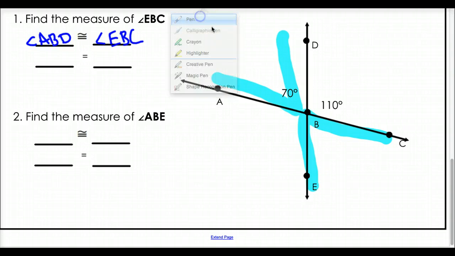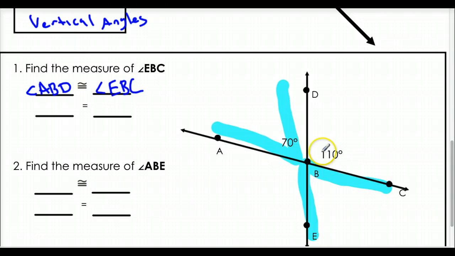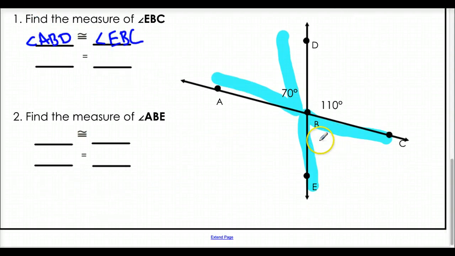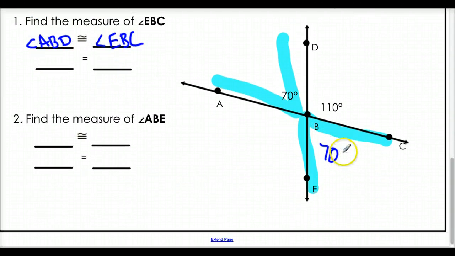Well, that's easy now. The easy thing to do would just be to put 70 degrees right here, right? We know this is going to be 70 degrees. Another way to do it is to substitute in 70 degrees for ABD, so ABD is 70 degrees, and that means angle EBC is going to be equal to it. But the easy thing to do is just fill it in. 70 degrees, 70 degrees. They're opposite each other, they're the same.